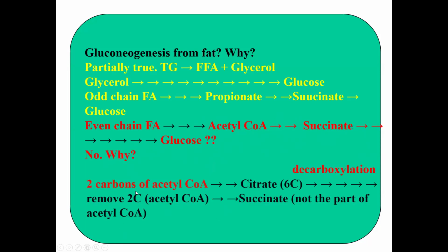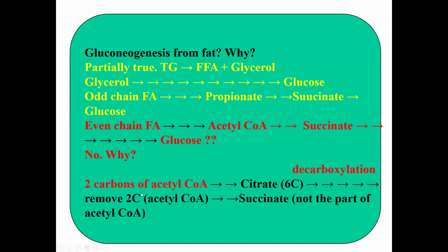Here it says 2 carbon of the acetyl coenzyme A condenses with the oxaloacetate and produces citrate, the 6 carbon, and 2 carbon is removed as carbon dioxide. So this succinate is not part of the acetyl coenzyme A. Its 4 carbon is a part of the oxaloacetate, so it should be converted again. For this reason, the acetyl coenzyme A from the even chain fatty acid produces the succinate, but it cannot convert it into glucose.